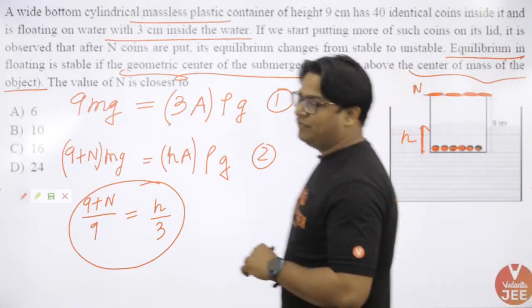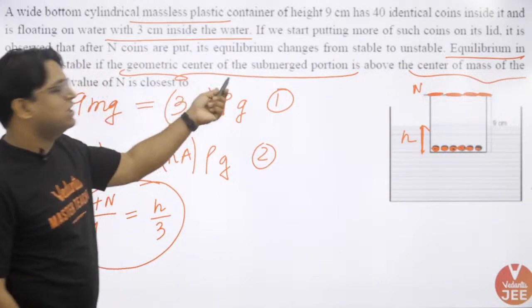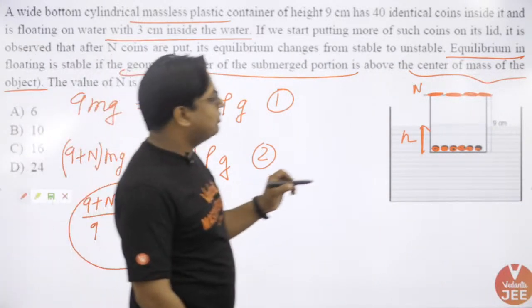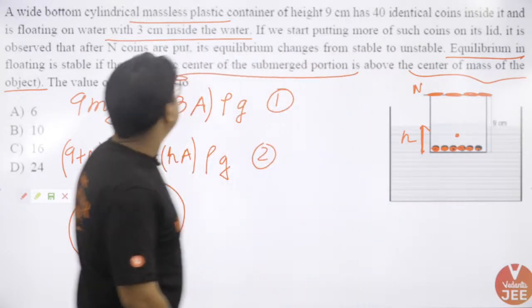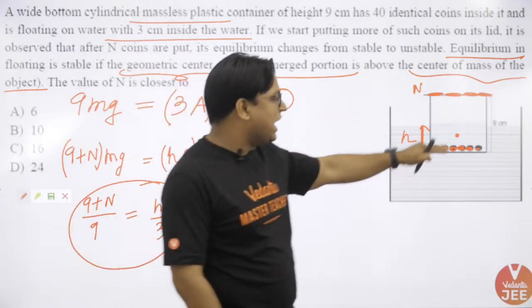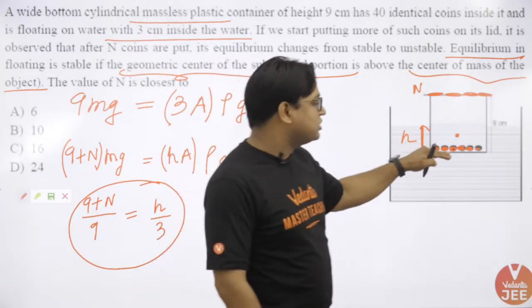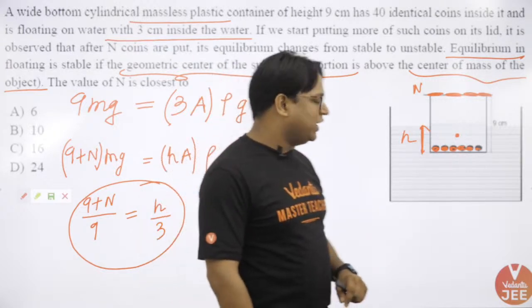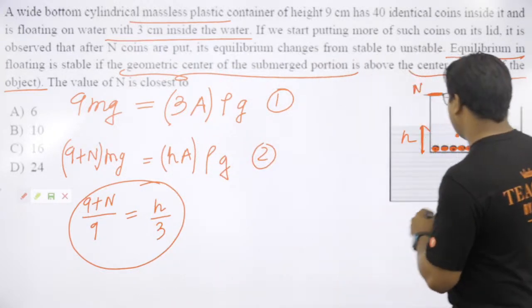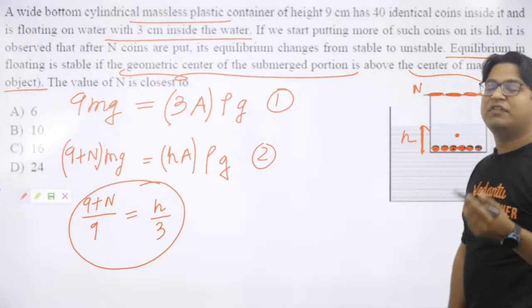Now we have to solve based on the last line of the question, which says that the geometric center of the submerged portion is at a height of h by 2 from the base of the container. This is the base of the container. From here it is at a height of h by 2. Alright, so now let's try to figure out where the center of mass will lie.